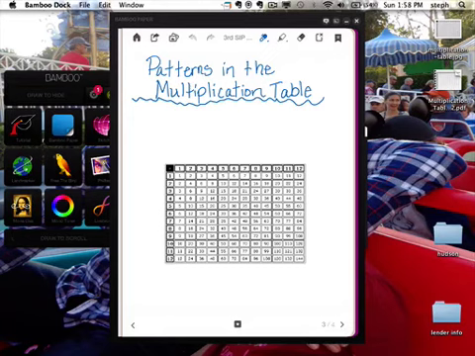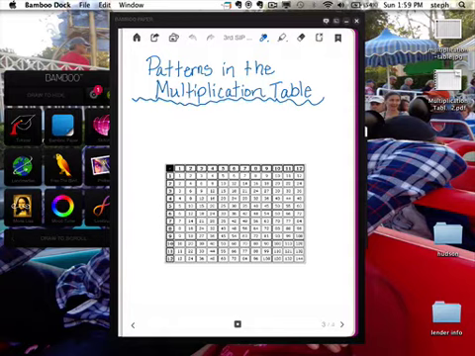Today we'll be talking about patterns in the multiplication table. A multiplication table can be really handy in trying to figure out the answers to multiplication problems or division problems, but it isn't the best to rely on a table, so you still need to memorize your multiplication facts and understand the strategies. But let's take a glimpse at a multiplication table.